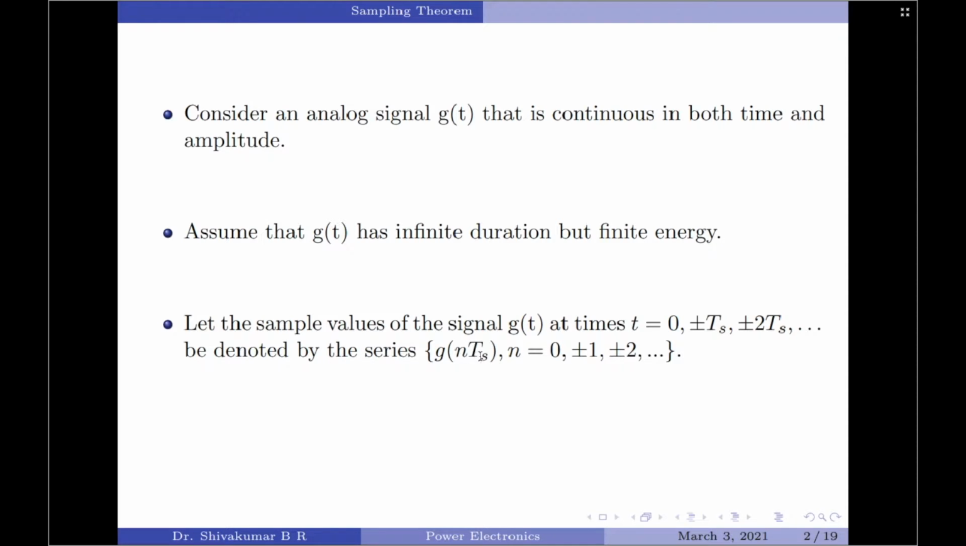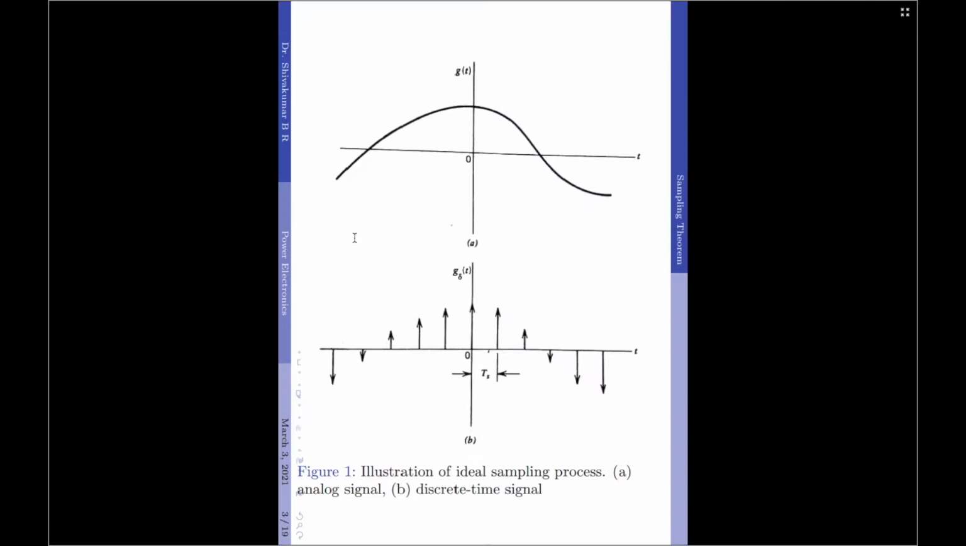Here we will refer to Ts as the sampling period and Fs equals 1 by Ts as the sampling rate or the sampling frequency. Now let us have a look at a segment of the signal g of t we have considered as input. This is what g of t represents, and this is the sampled signal, which is constructed by instantaneously sampling the input signal g of t by taking the amplitudes of g of t at regular intervals given by Ts.